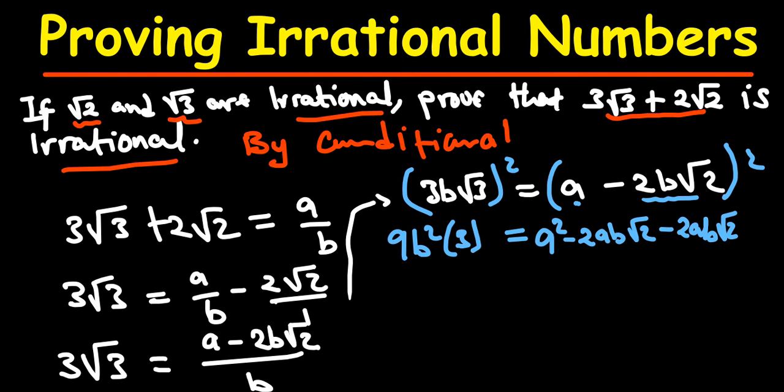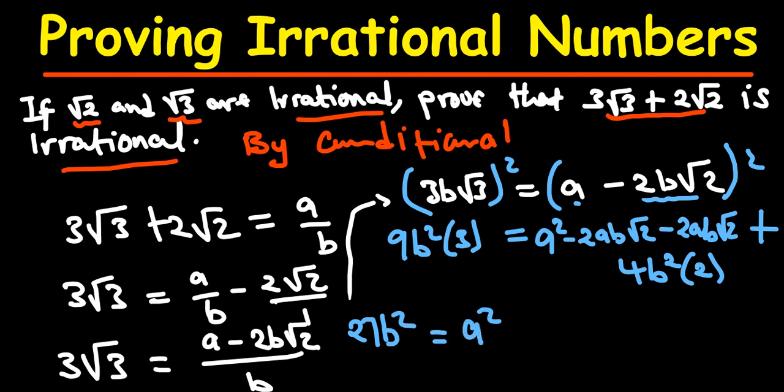Okay, so I don't have space here, I'm going to say plus, we're going to have 4b squared and then 2 in the brackets like that. Okay, so that's what we have. So meaning here I will have 27b squared is equal to a squared, and then in the middle, these are the same things, so it's going to be minus 4ab root of 2 and then plus 8b squared. Okay, so that is what I have there.